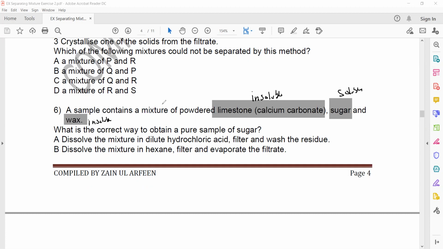So if I add water to this mixture, what will happen? Calcium carbonate and wax will not dissolve, and when I filter, they will be left on the filter paper. So this will be a residue which is left on the filter paper. This will be residue as well, and this will be filtrate. So when you pass through a filter paper, both wax and calcium carbonate will be left on the filter paper, and the sugar will pass through, that will be filtrate. And you can do evaporation to extract the sugar.